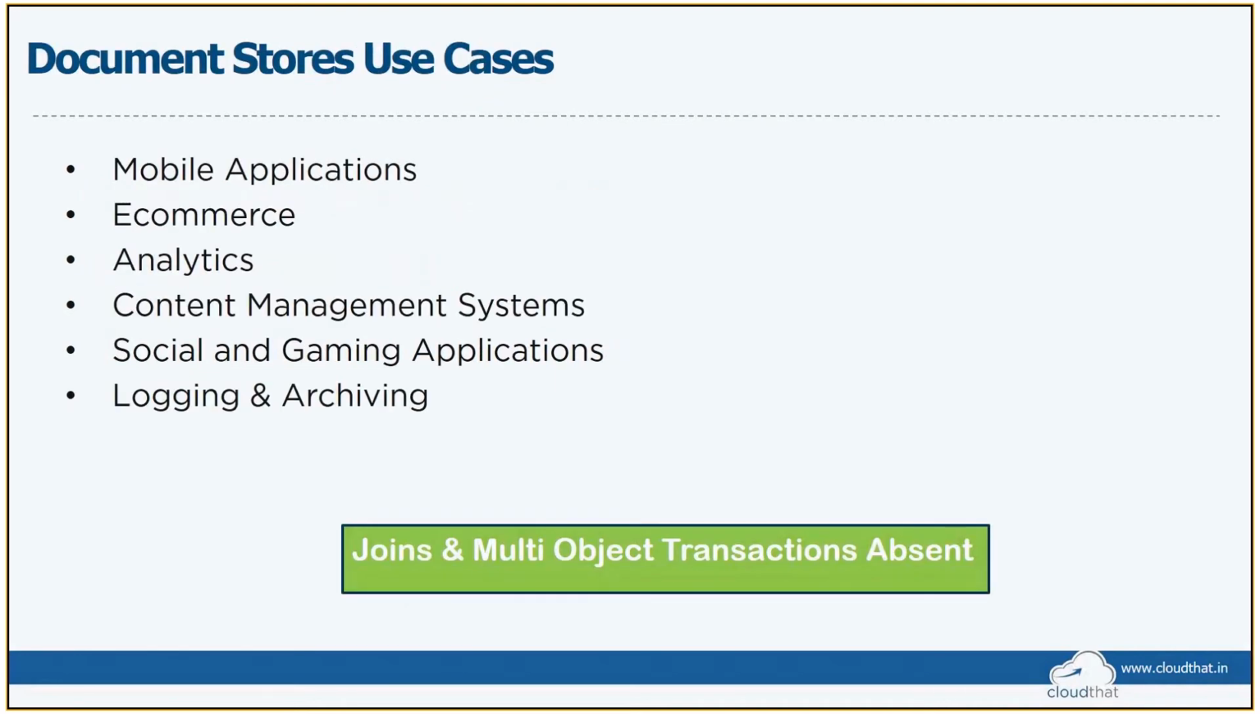So in general, document stores are widely used for mobile applications, e-commerce applications, analytics. If you have content management systems, of course, they are also used wherever there are asynchronous inserts and updates that have to be done, like gaming applications or social networking applications. Archiving, and also analyzing the archives, is something that NoSQL databases are good with. But know that there are no joins or multi-object transactions.